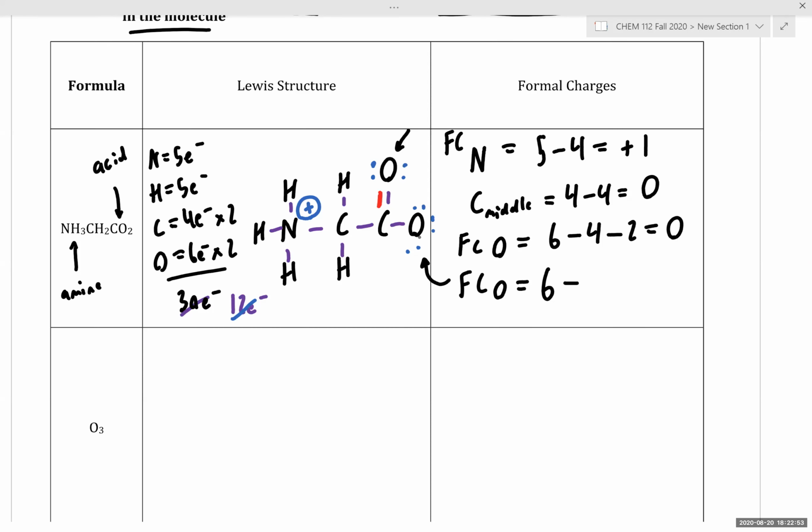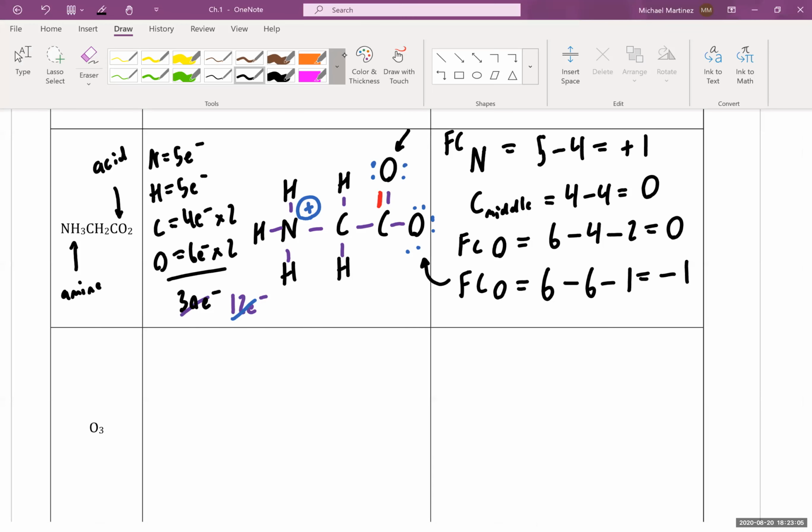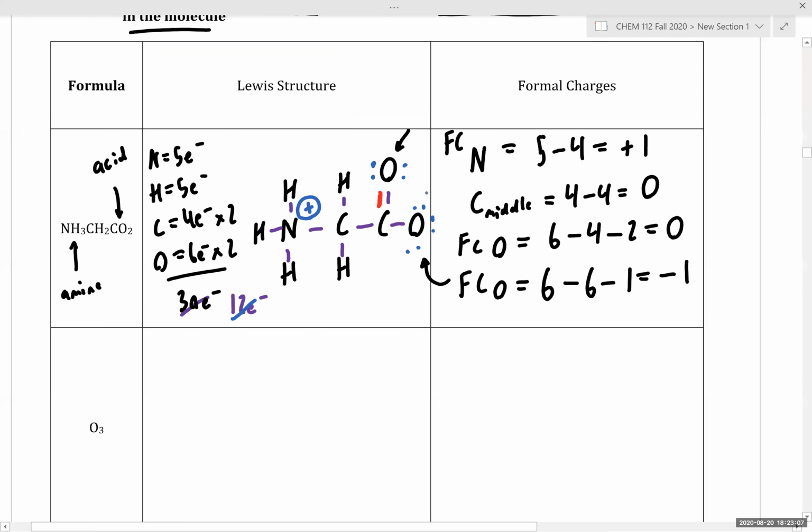How many lone pair electrons do we have on the bottom oxygen? We have 6 dots and we have 1 bond. That gives us a formal charge of -1. So we note our oxygen's formal charge again with a minus symbol.